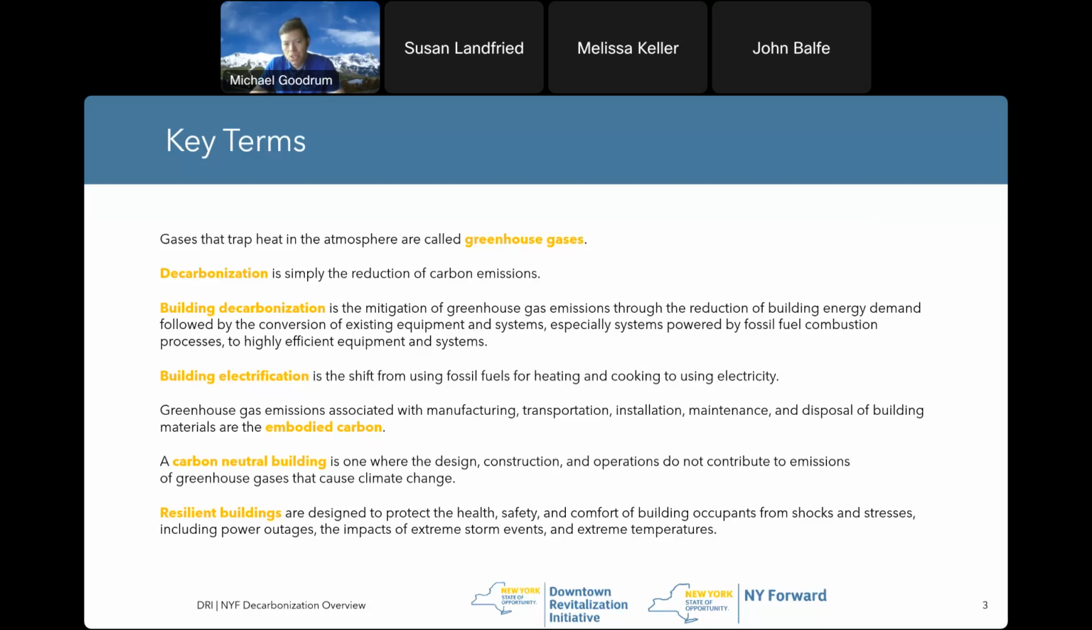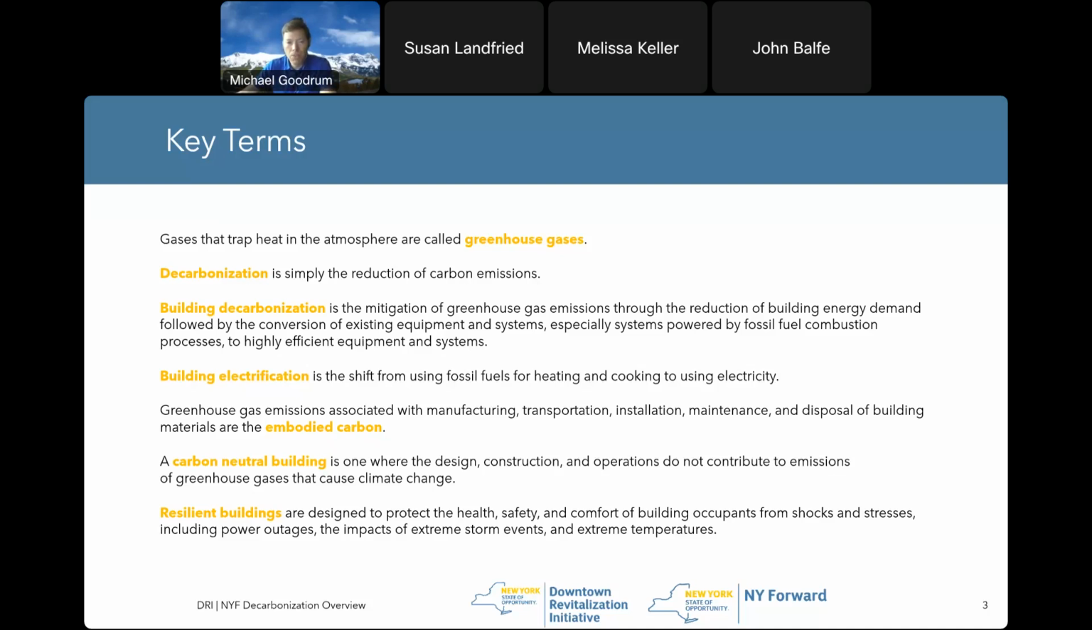And that gets us to building electrification, which is shifting from using fossil fuels for heating and cooking to using electricity, primarily talking about building systems. And another term in here, greenhouse gas emissions that are associated with producing and transporting and the maintenance and disposal of different building systems and materials is known as embodied carbon.